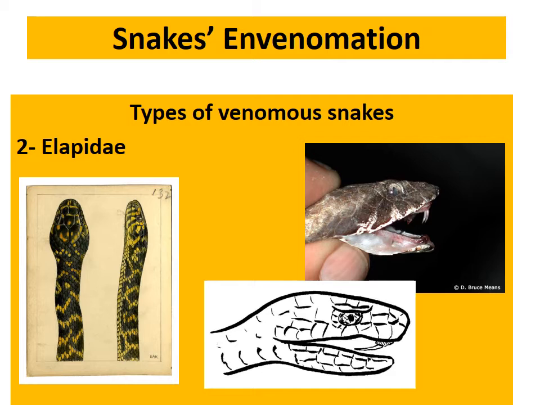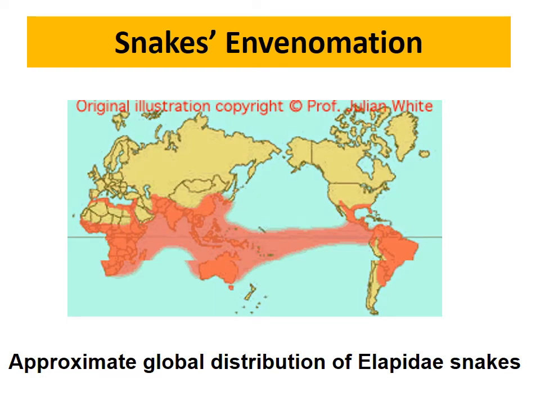The characteristic shape of the head of the Elapidae family is elongated, with the fangs located in front of the upper jaw. Geographical distribution of Elapidae: we can see it's endemic in Egypt and Malaysia, and we can see the distribution of sea snakes.